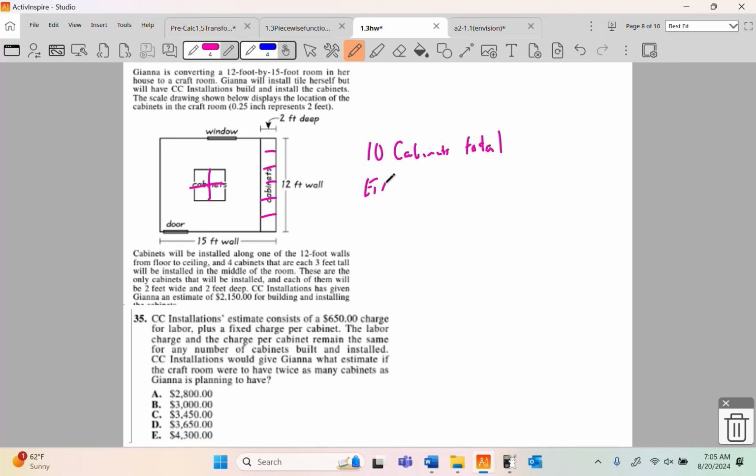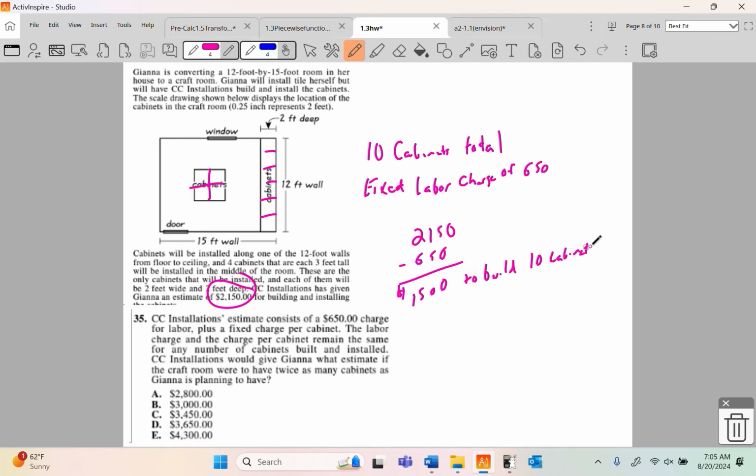There is a fixed labor charge of $650. So I'm going to take her $2,150, and we're going to take away $650. And what is that? $1,500? There's $1,500 to build 10 cabinets, which means that each cabinet is $150.